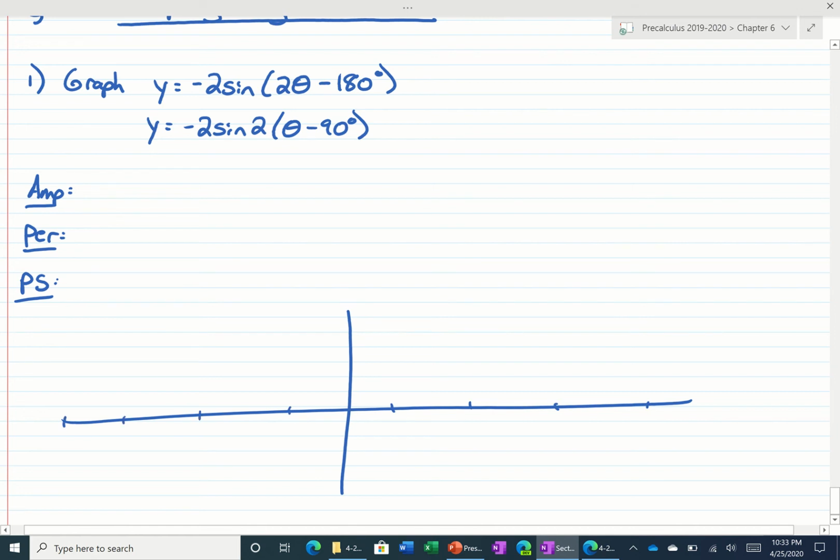Alright, now anytime we're going to use theta, we're going to be using degrees now. And anytime we see x, we're going to be using radians. For right now, let's focus on degrees. The amplitude for this would be 2. Period would be the normal divided by the number in front. And then it's going to be 90 degrees to the right.